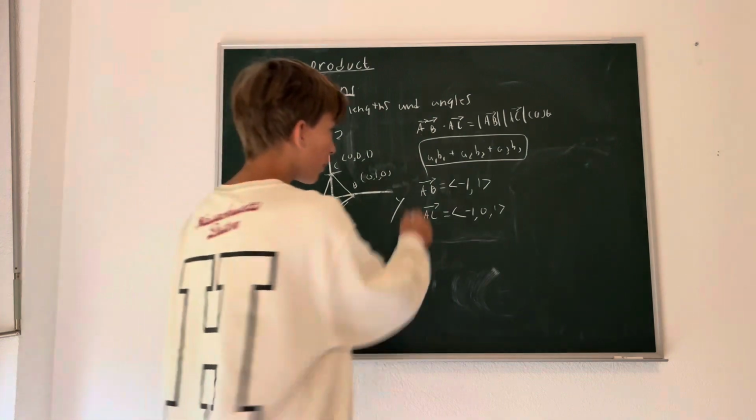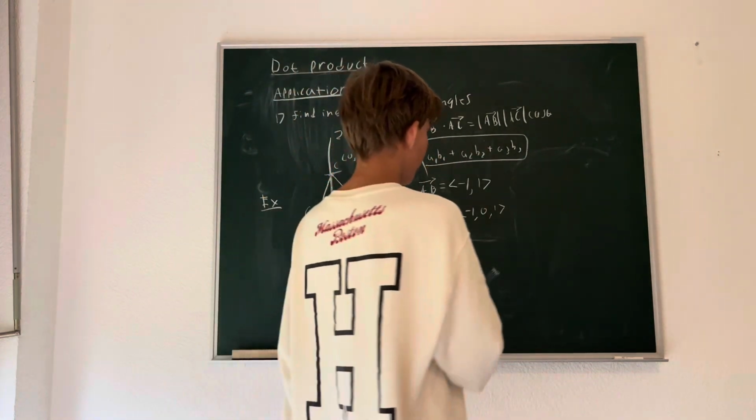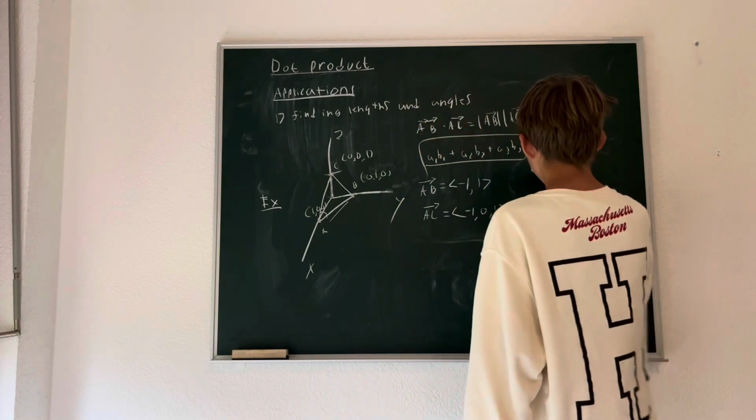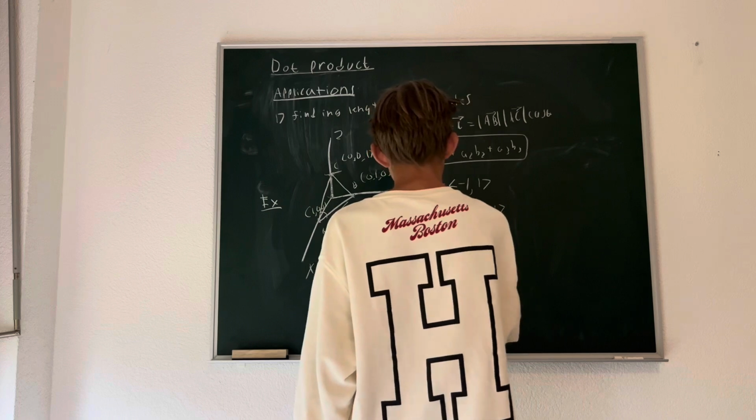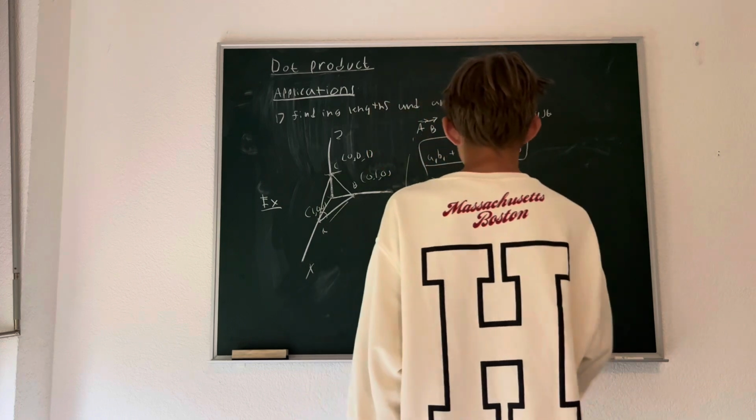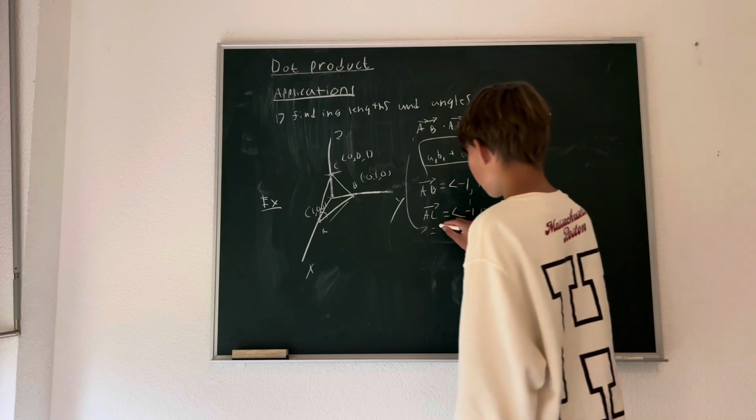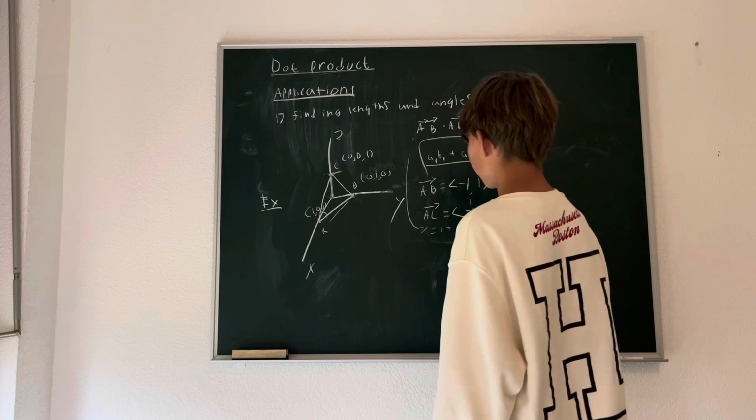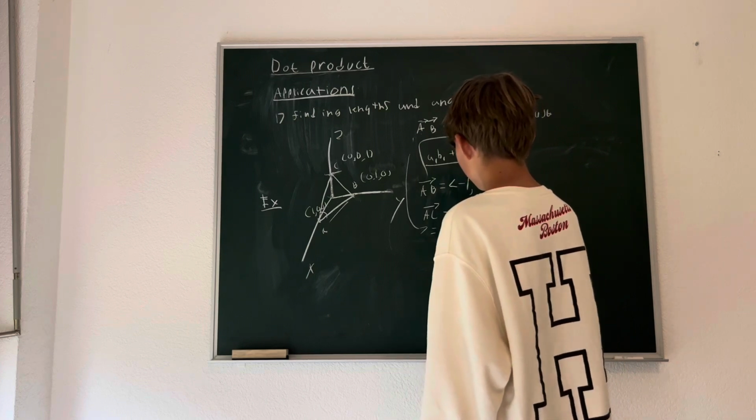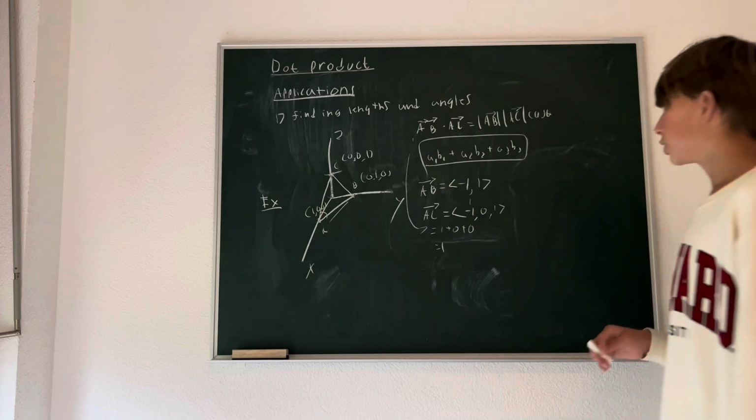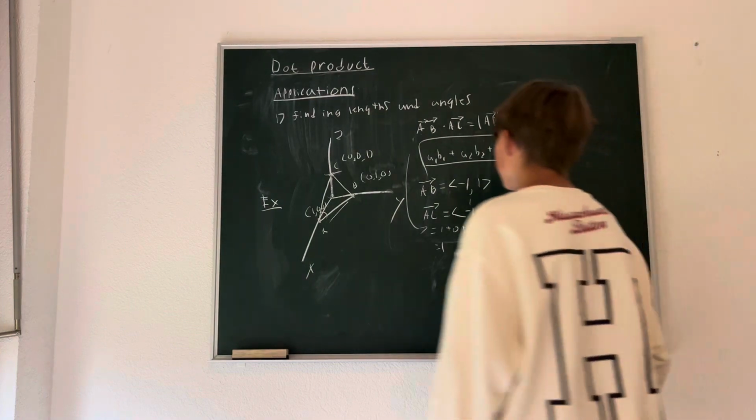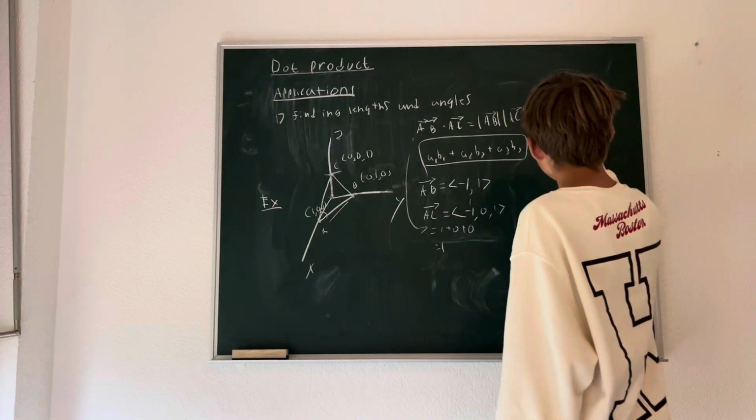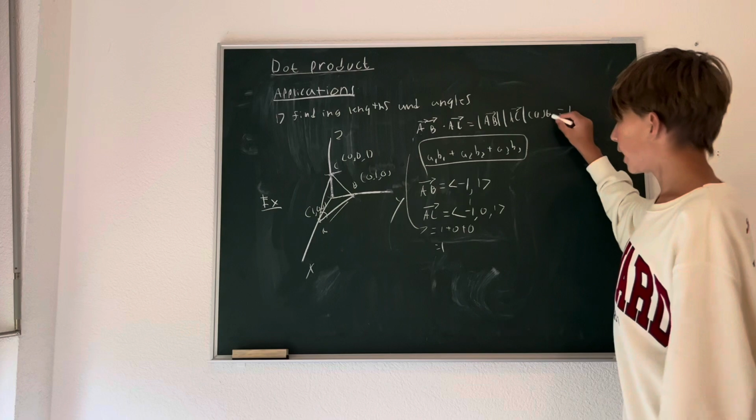So remember, we can use this formula to calculate this multiplied by this, which is going to be 1, plus this times this, which is 0, and this times this, which is 0. So the dot product is just going to equal 1. So what can we do with this? We know that this product is equal to 1, and we want to find the angle here.